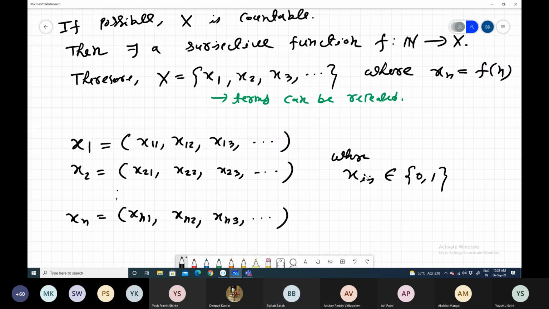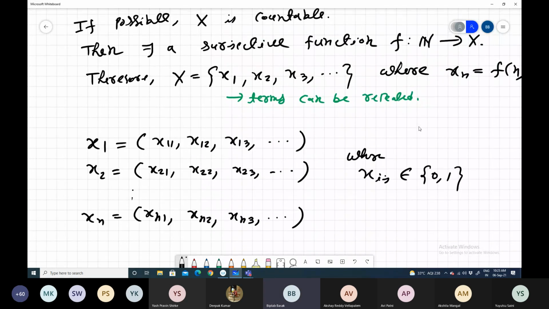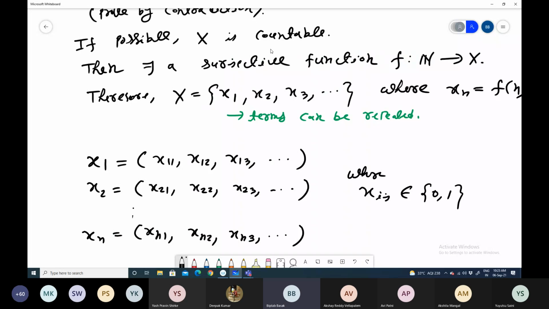Fine. Now the question is, if X is countable, then X can be written as this list. Now how will we get the contradiction? We will prove that this list is not complete. Can you construct one element which is different from this? That means, can you construct one sequence of 0, 1 which is not in this list?